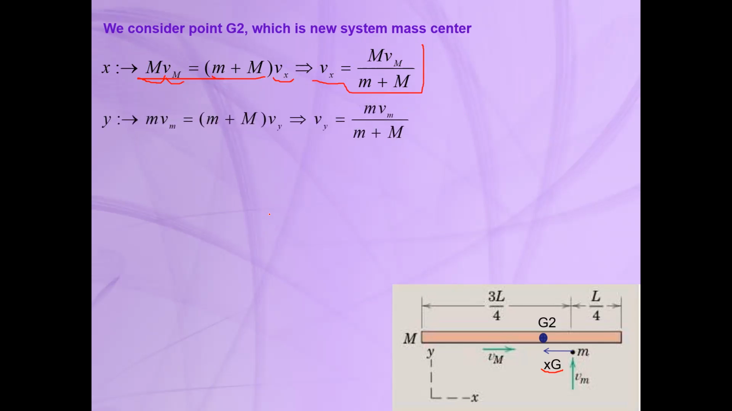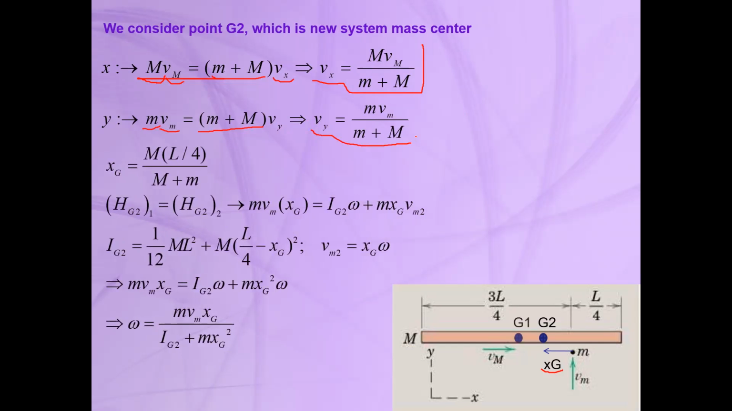And if you write the same equation in the y direction, this time before the impact, the particle has the velocity of V sub lowercase m, times the mass of the particle. After the impact, the mass is M plus m, the mass of the particle plus the mass of the bar, times Vy, where Vy is the velocity of the mass center G2 after the impact in the vertical direction. So Vy can be easily obtained from this equation.